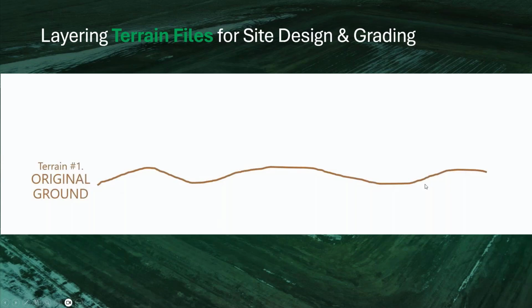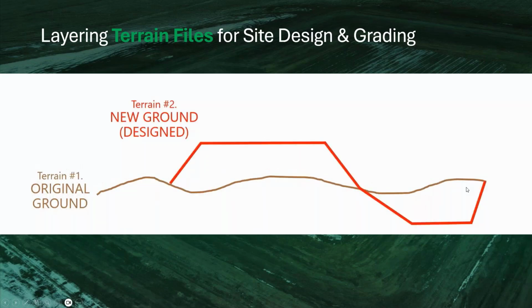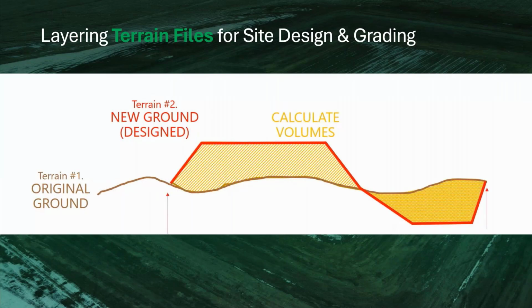So in this example, in terrain number 1, you've got your original ground, and I'm looking at a profile here just to add some more context. In a second terrain, we could design a surface with this terrain in the background, so we can see it and we can design to it, calculate volumes, and interact with that surface, but without directly modifying it. So in this example, terrain number 1 is in the background of terrain number 2.